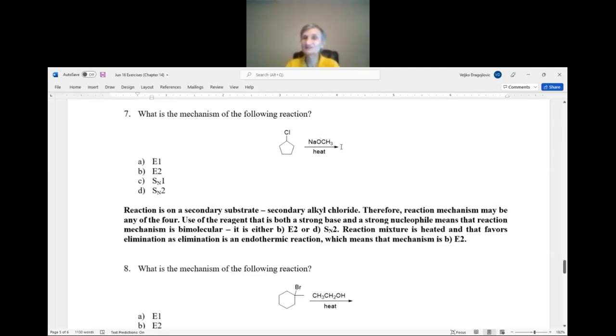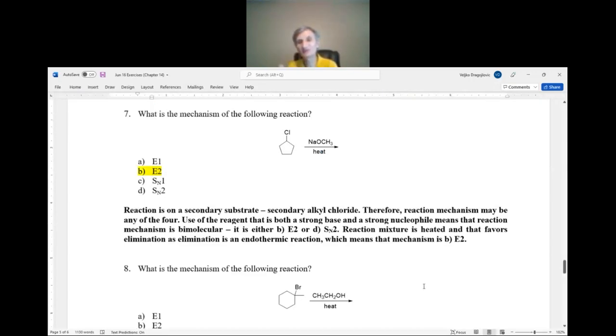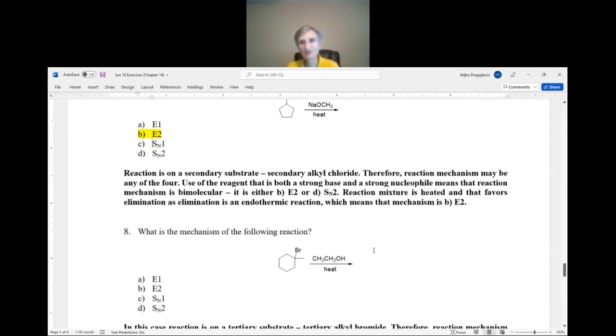And then the only question is, is it E2 or SN2? And that's where reaction temperature tells us. Low temperature favors SN2. High temperature, E2. With heat, that means E2. And so the mechanism is E2. So as you can see, it's a systematic approach. You have to consider all these factors one by one and eventually come up with the mechanism.